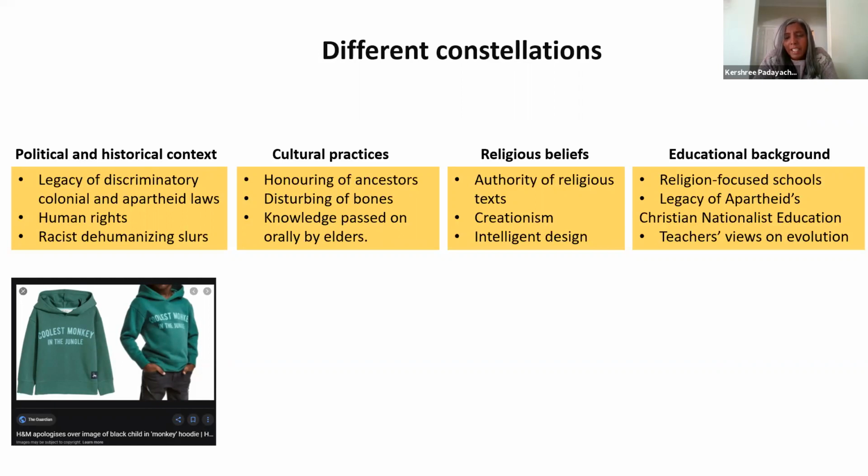And then finally, very much in the context of South Africa, is the educational background. You know, in South Africa, we could have religious focused schools. For example, we do have Muslim schools. We have Christian-based schools. And we have students coming from all of these different schooling backgrounds. And of course, depending on the schools that they went to, the way that evolution would have been taught would either have emphasized certain things and amplified that in the classroom, or it would have been filtered out.